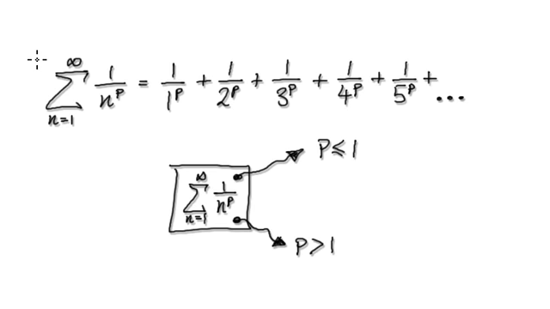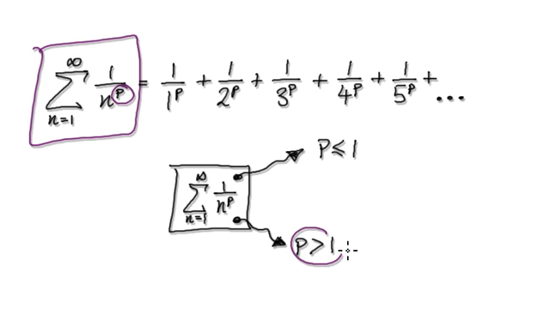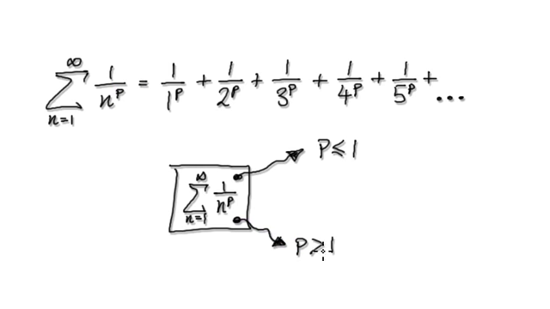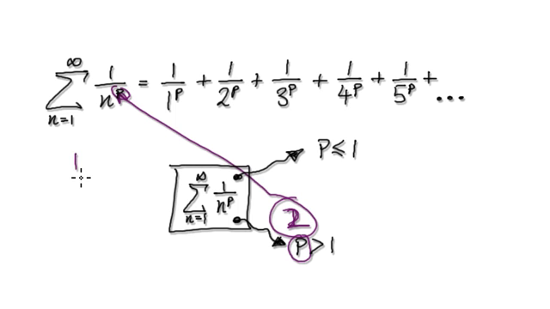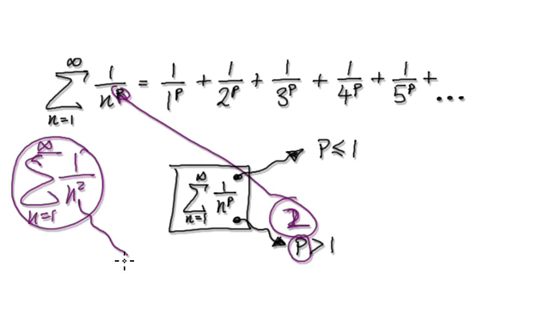Now we're going to look at the P series. Whenever P is greater than 1, the whole series will converge. For example, let's say P is 2. Then we have 1 over n squared, and if you sum up this series from 1 to infinity, it will converge, which we've seen many times.